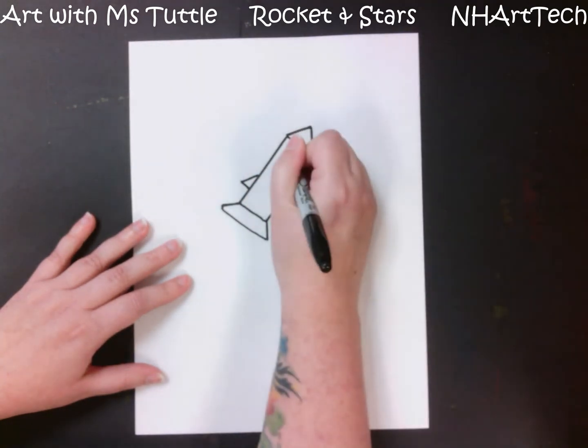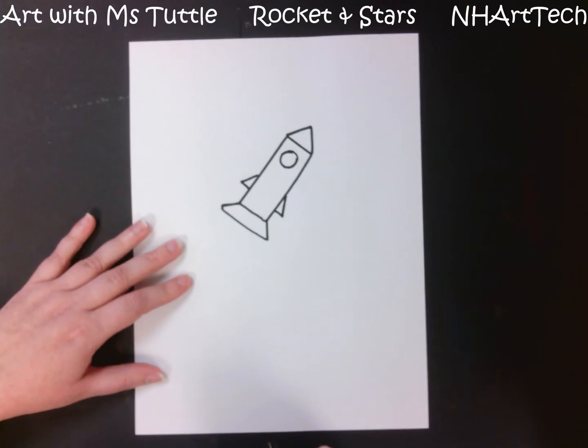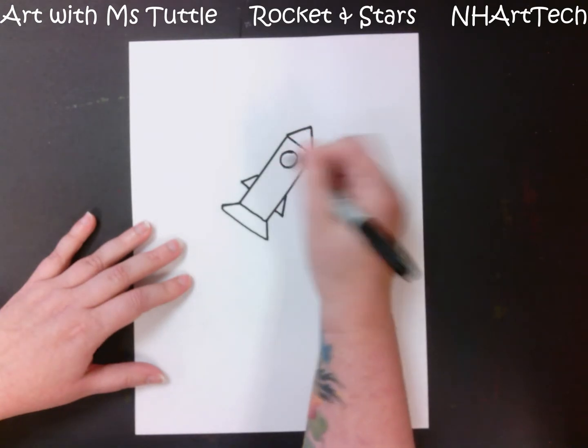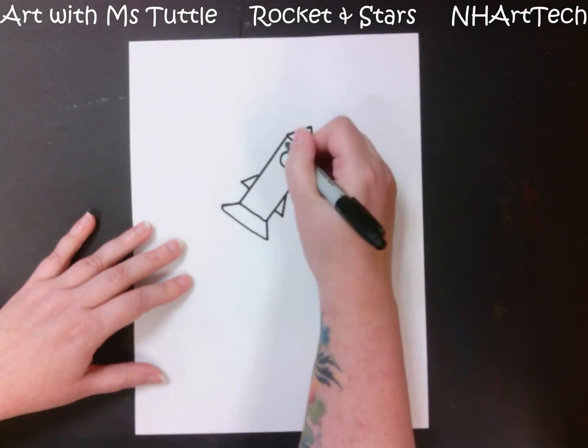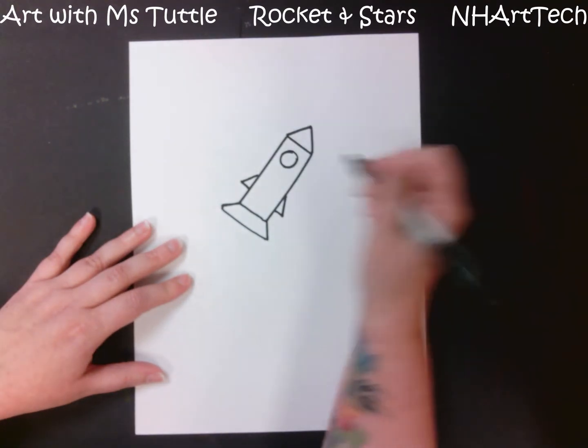And we're going to add a little window. Maybe someone would peek out of that. We can also add some extra stripes to our rocket. We could have some buttons on it. So you can choose to add some extra details on yours.